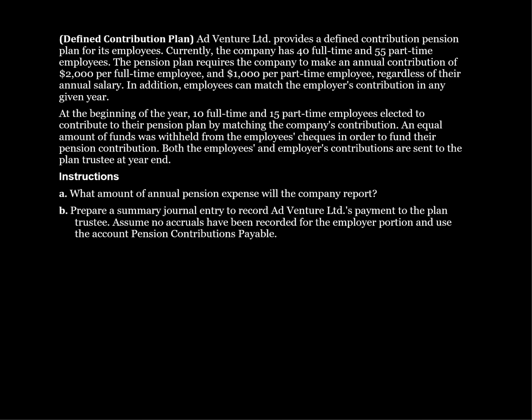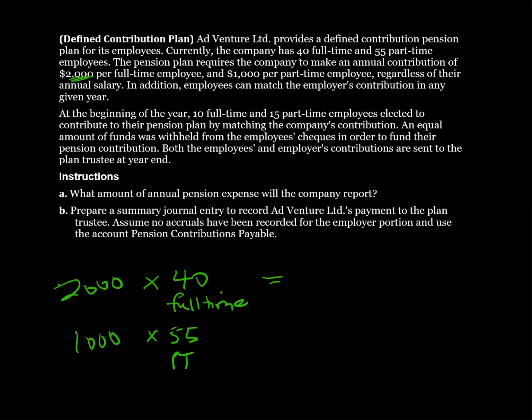The first thing we're asked is, what amount of annual pension expense will the company report? Okay, so we know we've got $2,000 times the full-time employees, we've got 40. So we've got $2,000 times 40 full-time. And then we've got 55 part-time times 1,000. So 1,000 times 55 part-time.